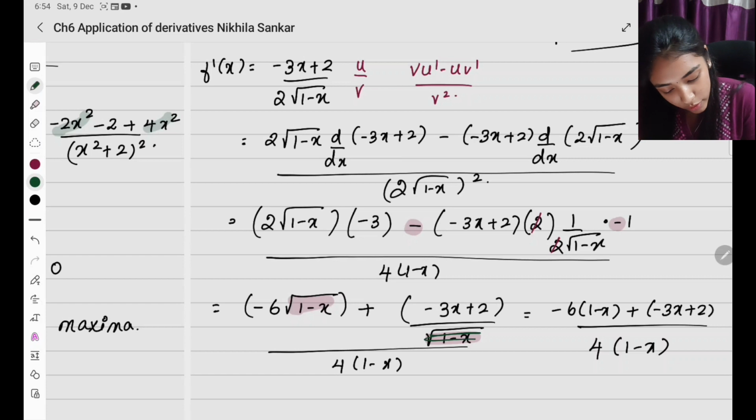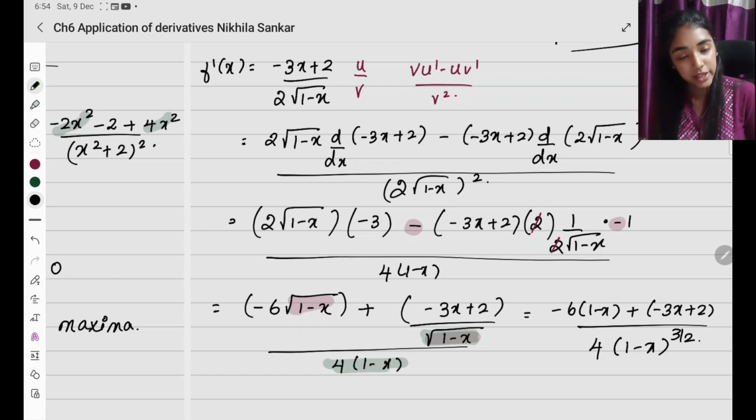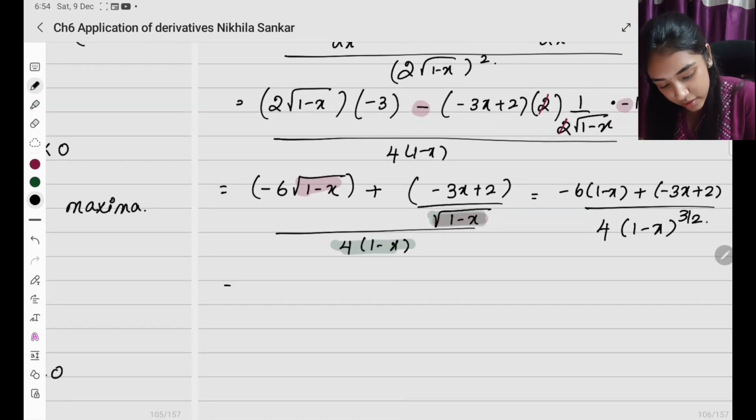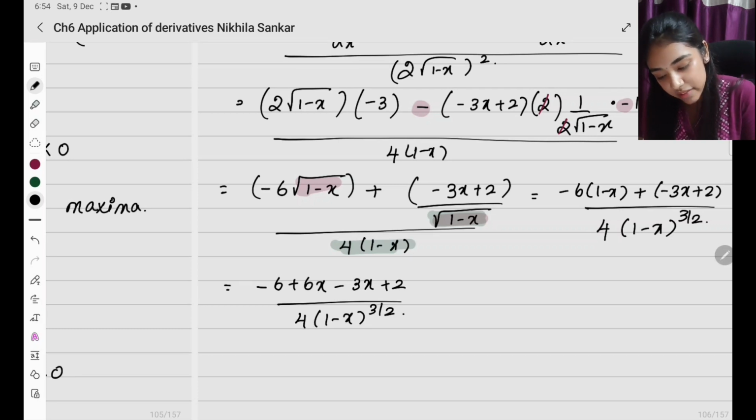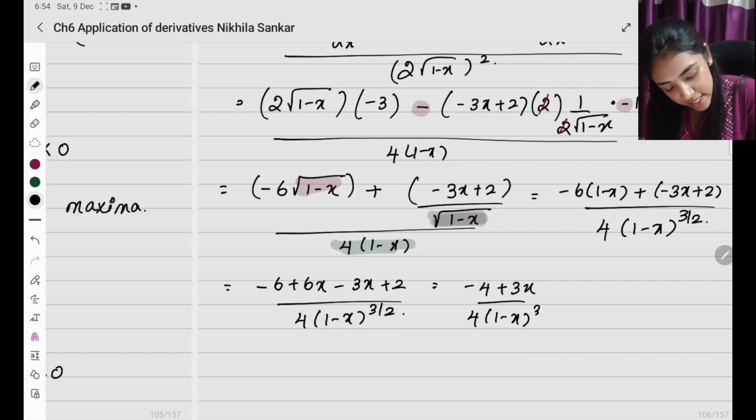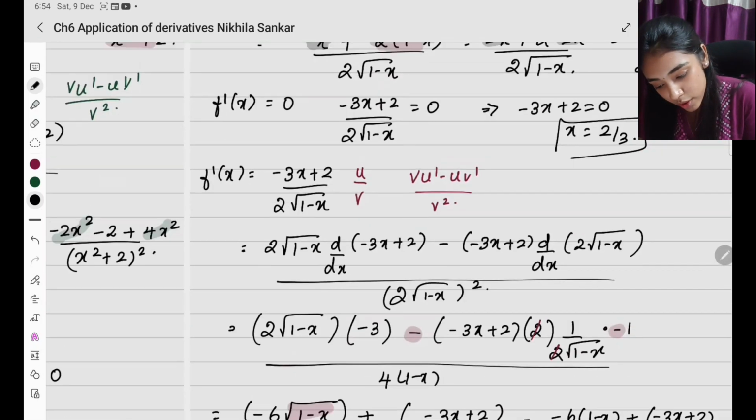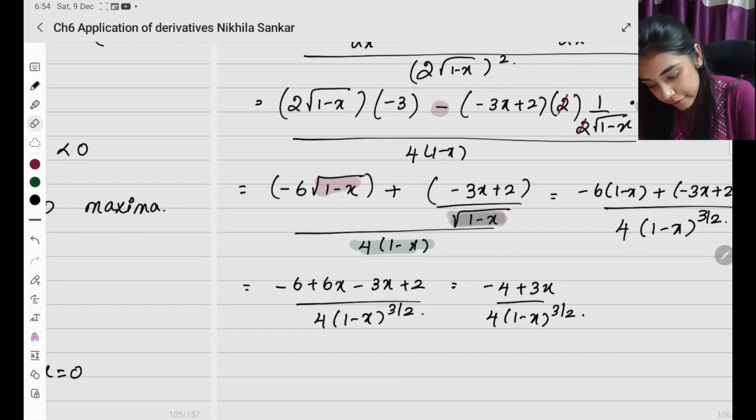Now you see here the root of (1 - x) in the denominator, and this becomes (1 - x) to the power 3 divided by 2. Now, what is in my numerator when I multiply? I have -6 plus 6x minus 3x plus 2, the whole divided by 4 into (1 - x) to the power 3 divided by 2. So what can I cancel? -6 plus 2 becomes -4, plus 3x, divided by 4 into (1 - x) the whole power 3 divided by 2. So I found out my f double dash of x.